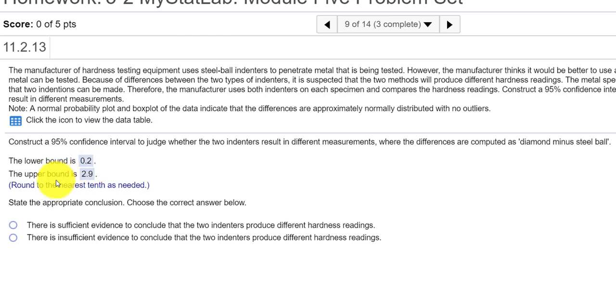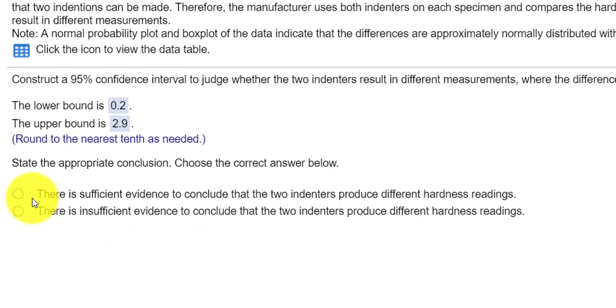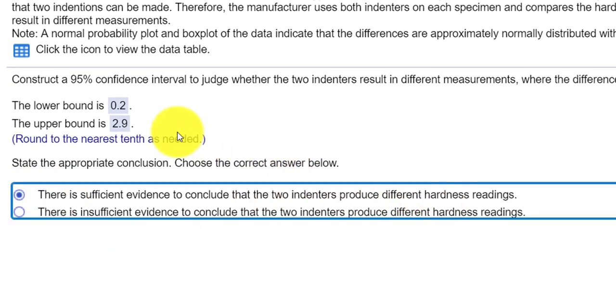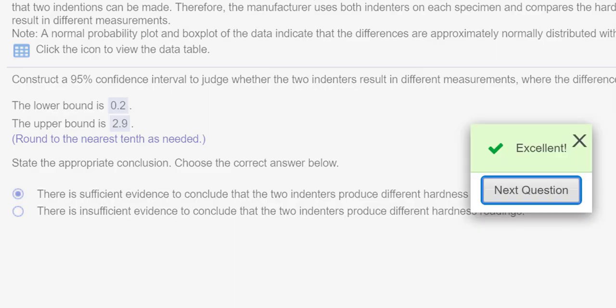Remember, the null hypothesis would be that there's no difference, meaning the difference would be 0. But because my interval doesn't include 0, we cannot accept the null hypothesis. So we'd have to reject the null and accept the alternative. In this case, there is sufficient evidence to conclude that there is a difference in hardness readings. Again, if this went from negative 0.2 to positive 2.9, 0 would be in that interval, so we might have to accept that there is no difference. But since 0 is not in our interval, we reject the null hypothesis and accept the alternative: that the two indenters produce different hardness readings. That's questions 8 and 9. I hope you enjoyed. Thank you for watching.